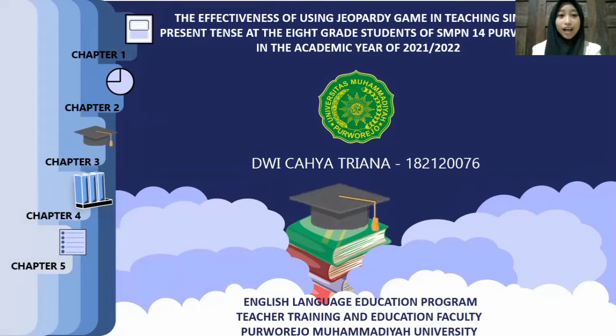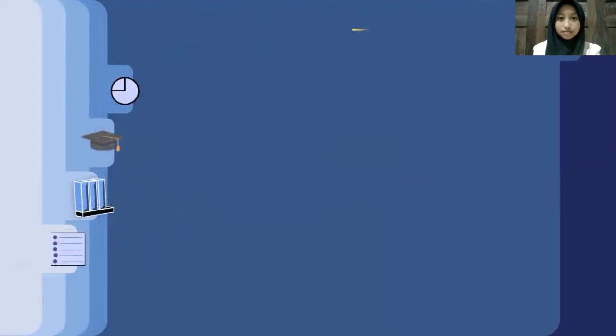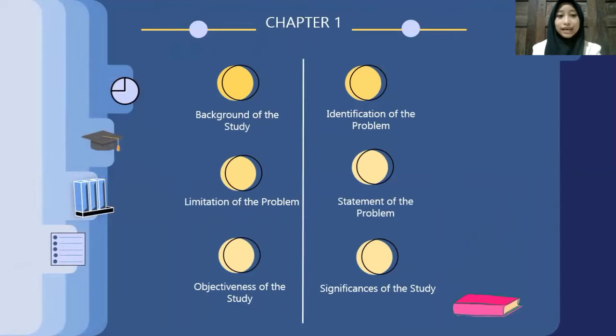I am Cahya Triana, student number 182120076. I would like to thank the examiners who have given me an opportunity to present my thesis with the title The Effectiveness of Using Jeopardy Game in Teaching Simple Present Tense at the 8th grade students of SMP Negeri 14 Purworejo in the academic year of 2021-2022. My thesis consists of 5 chapters. Chapter 1, Introduction.